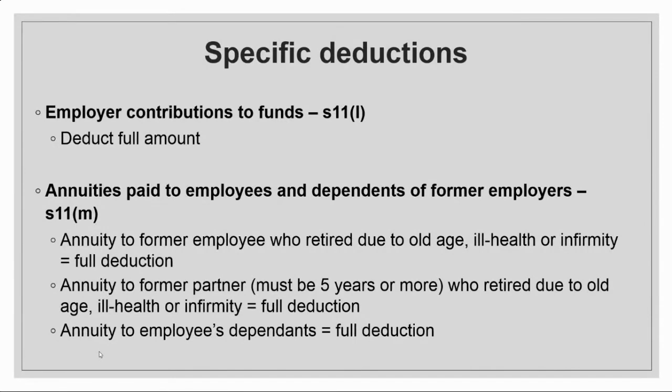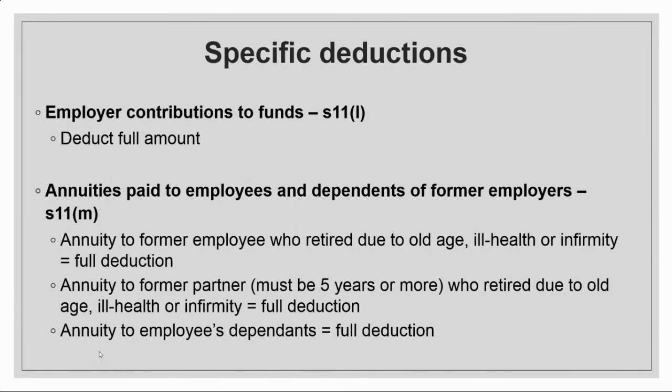Okay, so the first one is employer contribution to funds. Those funds can be pension funds, provident funds, retirement annuity funds, medical aids. Whatever your employer contributes to those funds, they will be allowed to get that full amount as a deduction in their tax return when they calculate their taxable income.